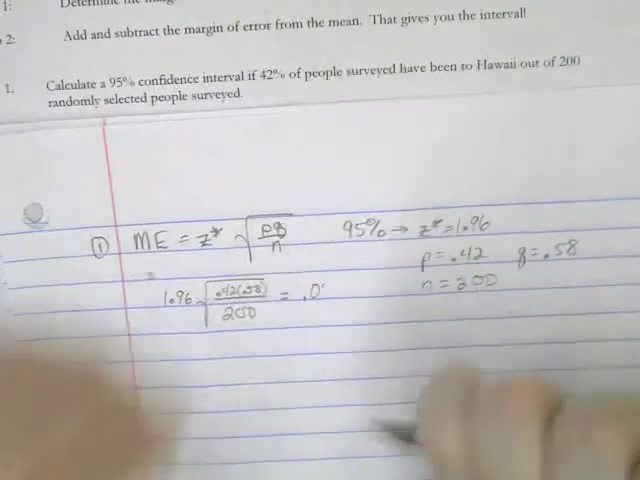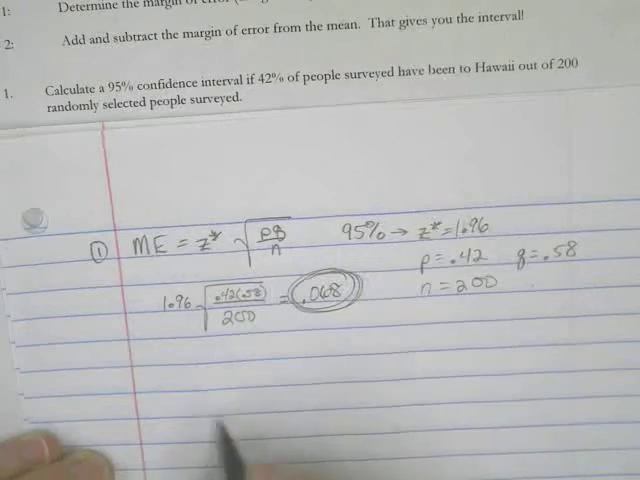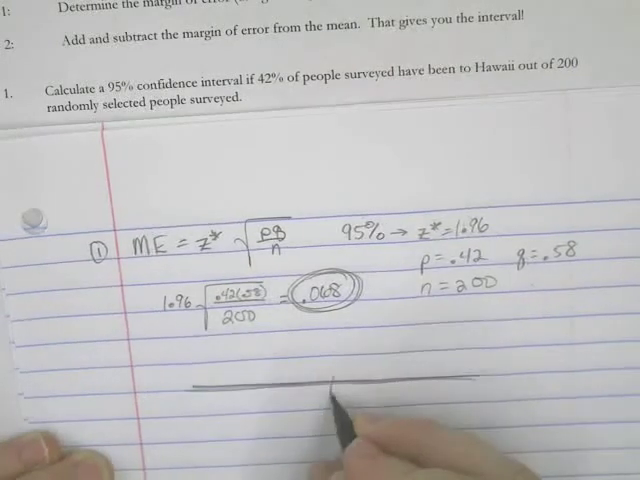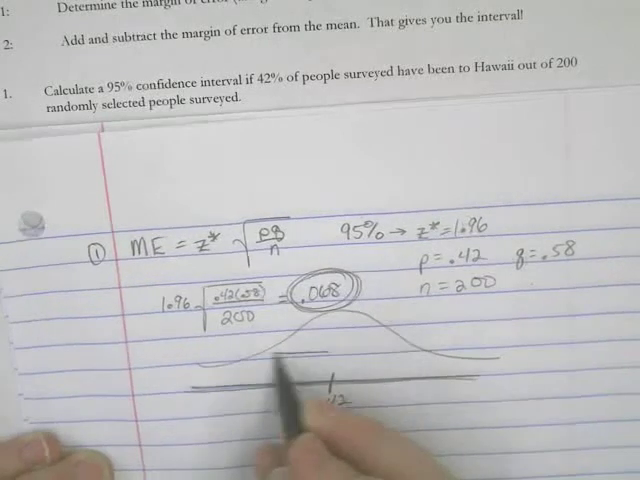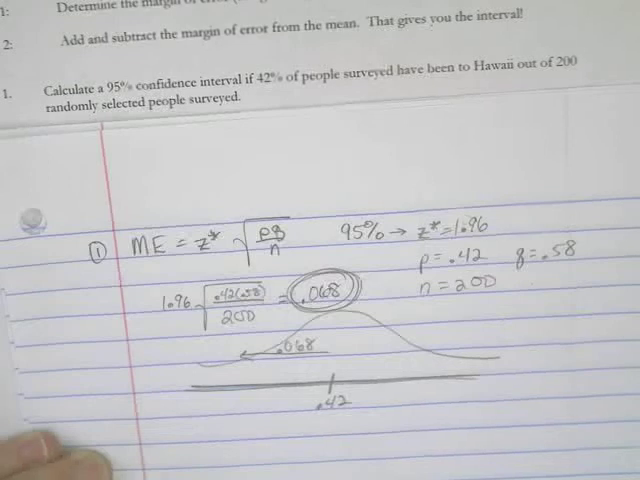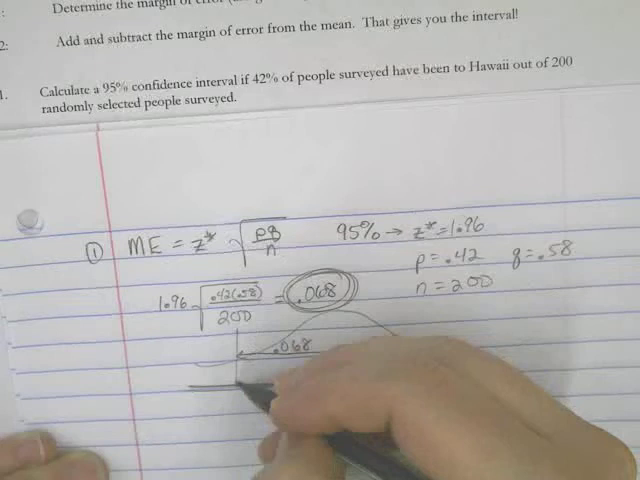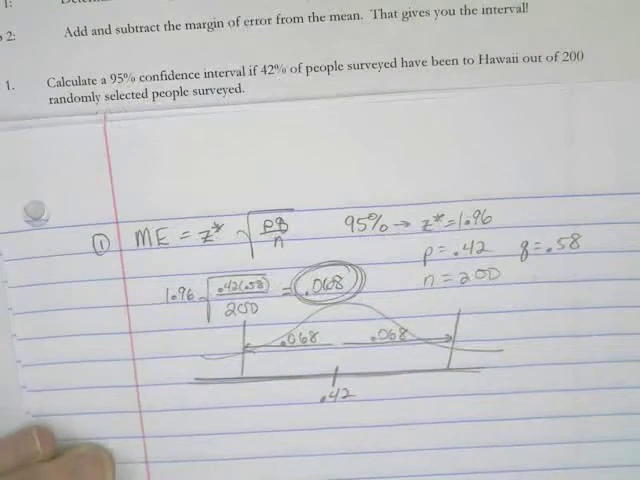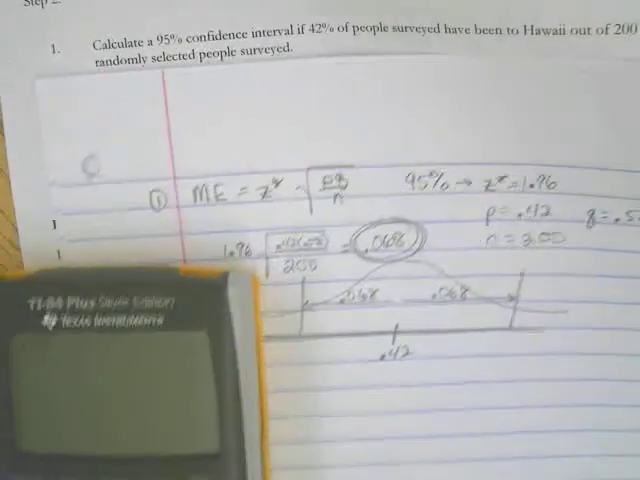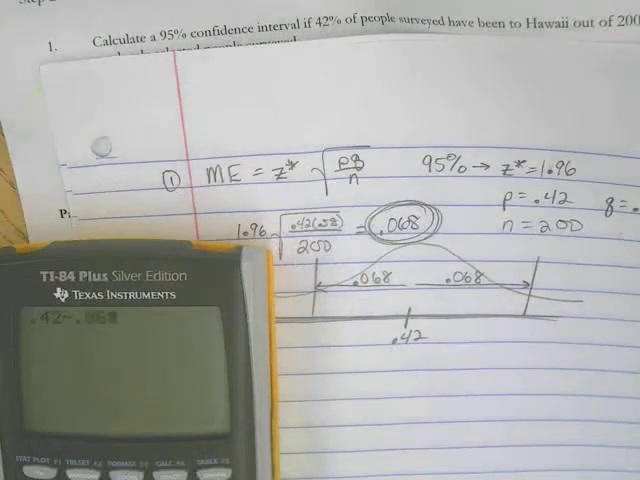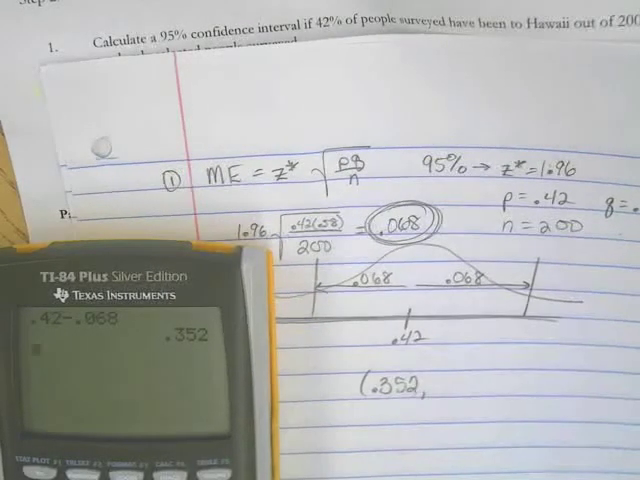Okay. All right. So this is essentially, if I have my curve, my mean is here. My 95th percentile is 0.068 to the left and 0.068 to the right. That would give me my 95% confidence interval. So all I have to do now is 0.42 subtract 0.068. So my low end is 0.352. And then I'm going to add it for the upper end.